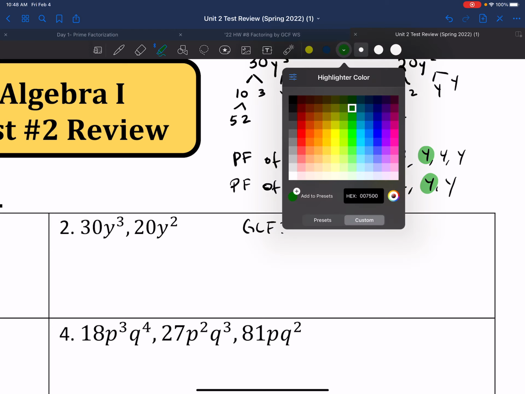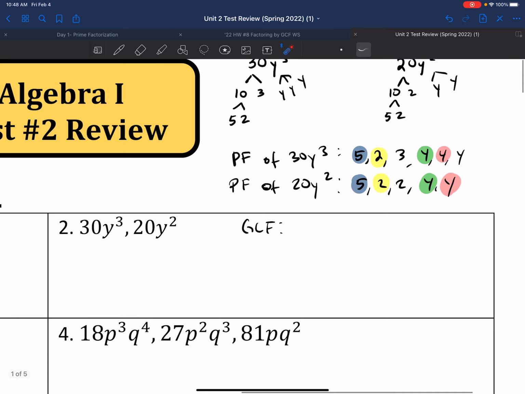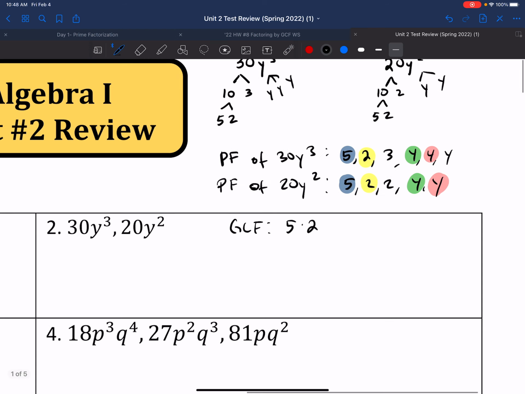I'm going to use a different color here. Let's use red. There's a y and a y here. Again, I see they both have a 5, so I write only one 5. I see they both have a 2, so I write one 2, separated with a multiplication sign. And then I'm left with a y here, and another y here.